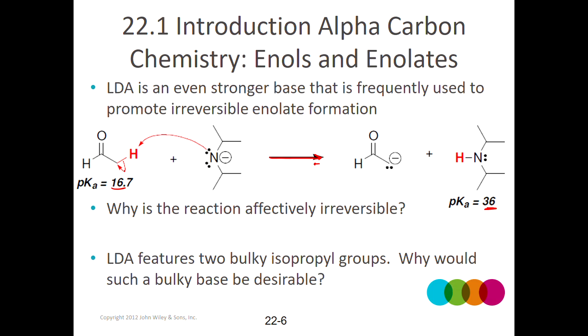So here the pKa difference is on the order of 20 pKa units, so I'm going to have 10 to the 20th products for every one reactant. So that's really effectively 100% for all intents and purposes. And again, the purpose of this would be to convert all of this substrate into an enolate nucleophile, and then later you would add some electrophile for it to attack.